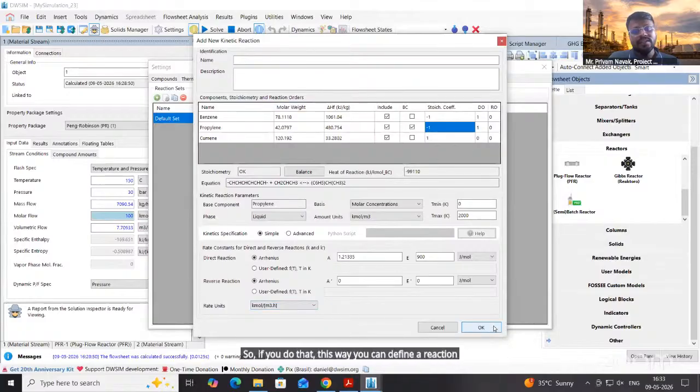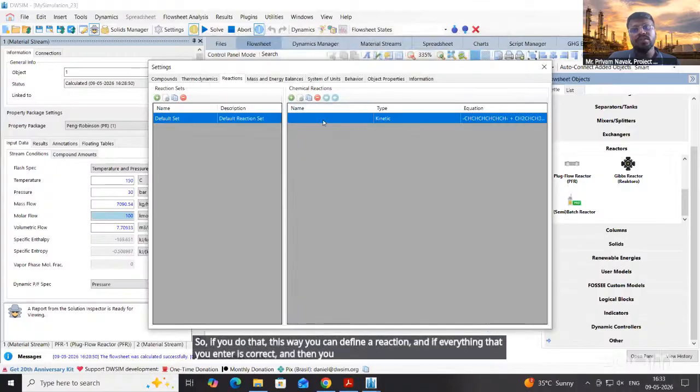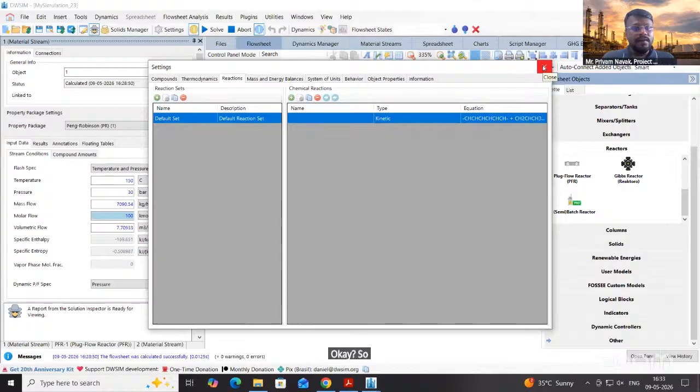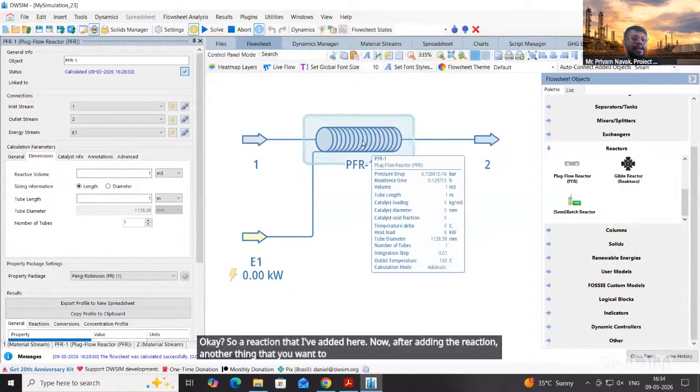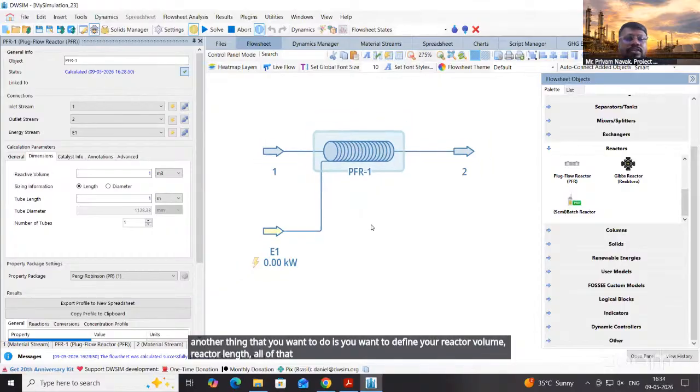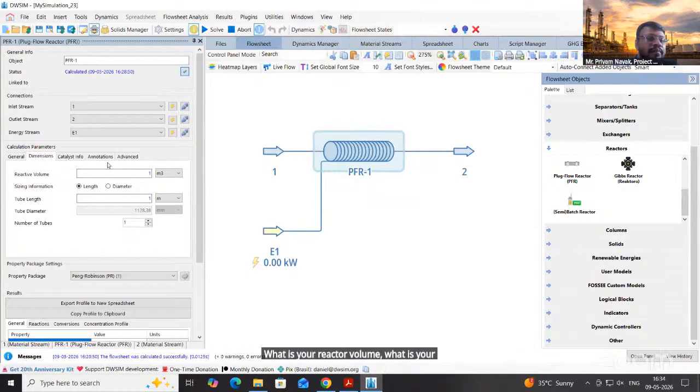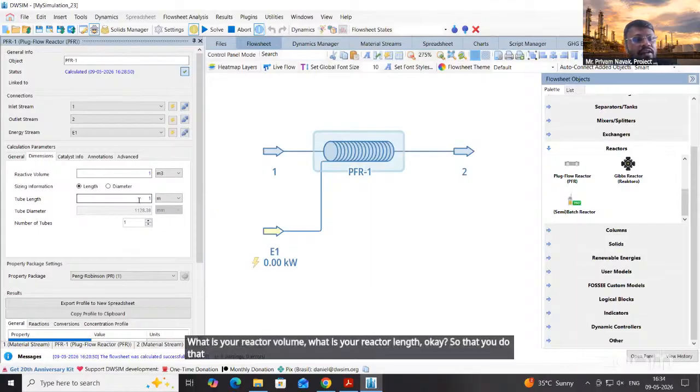If everything that you enter is correct and you say okay, you'll see that your reaction is added here. Now, after adding the reaction, you want to define your reactor volume, reactor length, all of that. Remember, when you are designing your plant, you manually do the hand calculation, find out your reactor volume and reactor length, and then enter that information here in the process simulation tool to do the simulation.